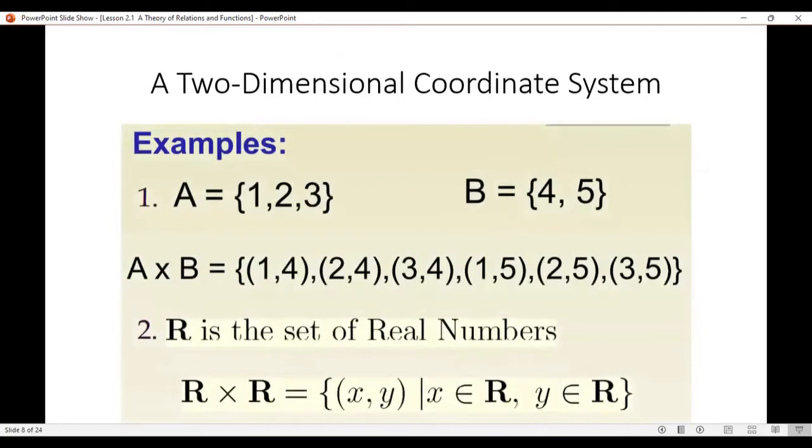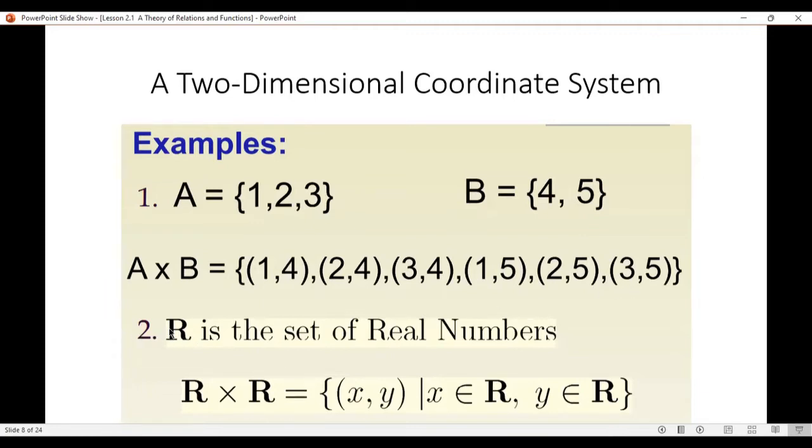For example, number 1. We have a set A with elements 1, 2, 3, and the set B with elements 4, 5. If we are going to look for A cross B, we have the set of all ordered pairs (1, 4), (2, 4), (3, 4), and for the other ordered pairs, we have (1, 5), (2, 5), and (3, 5).